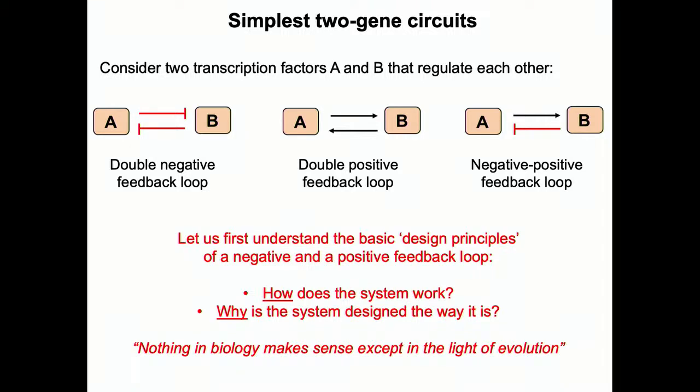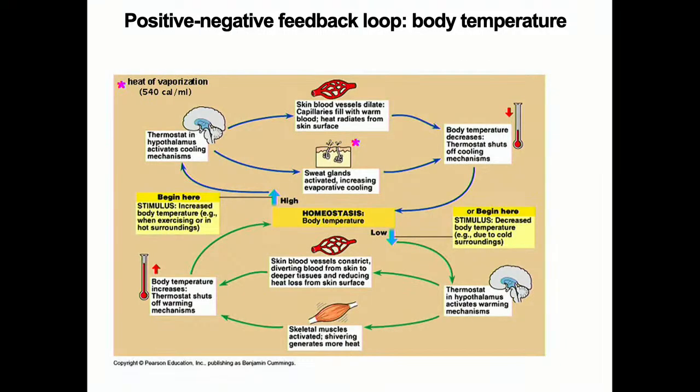And negative and positive feedback loops have very different dynamics, and we'll see some examples in a minute. So let's look at a system in our body, a physiological example. Let's zoom out. Let's not look at a cell. Let's look at an organ or a system of organs, and see how our body temperature is controlled.